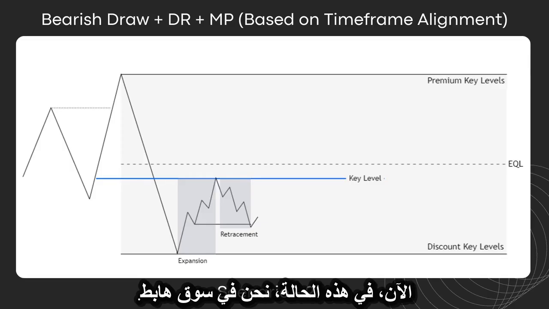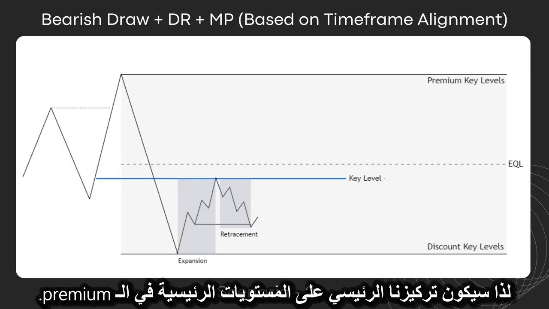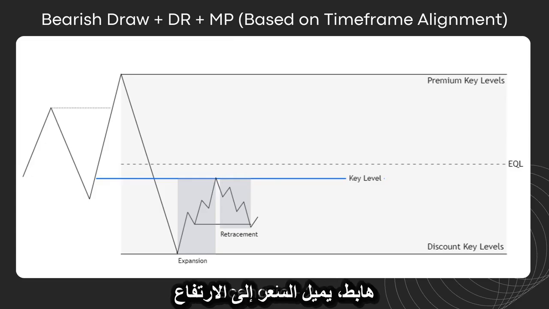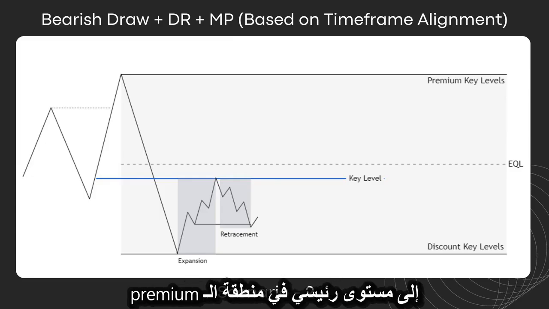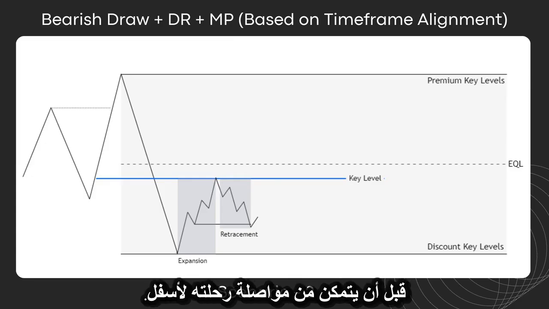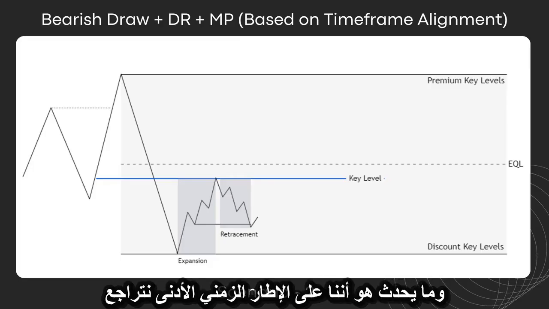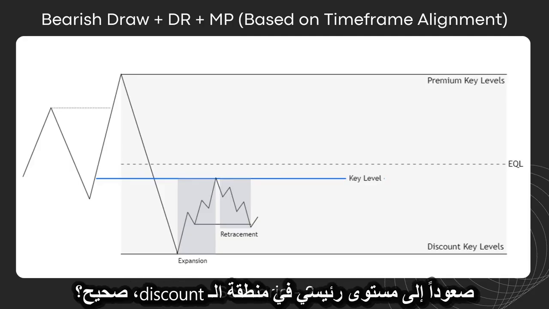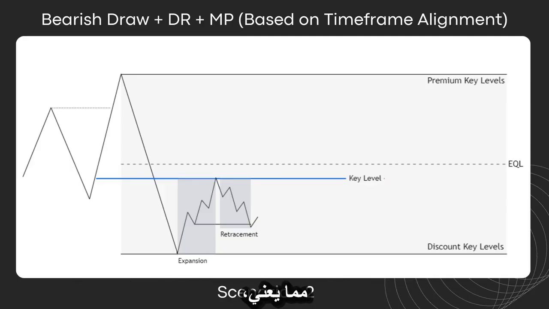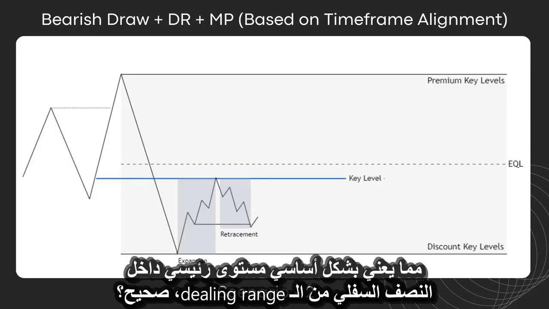Now in this case we are in a bearish market condition, so our main focus would be on the premium key levels, because in a bearish order flow price tends to drive higher to a premium key level before it can continue its journey lower. So right here you can see that we've got this dealing range, and what happens is that at the lower time frame we retrace higher to a discount key level, right? Which basically means a key level inside the lower half of the dealing range, right?